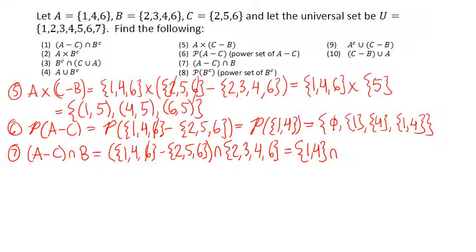And then I'm intersecting that with 2, 3, 4, 6. So remember the intersection, that is the overlap. So anything that's in both of those sets, and I think it's just 4.